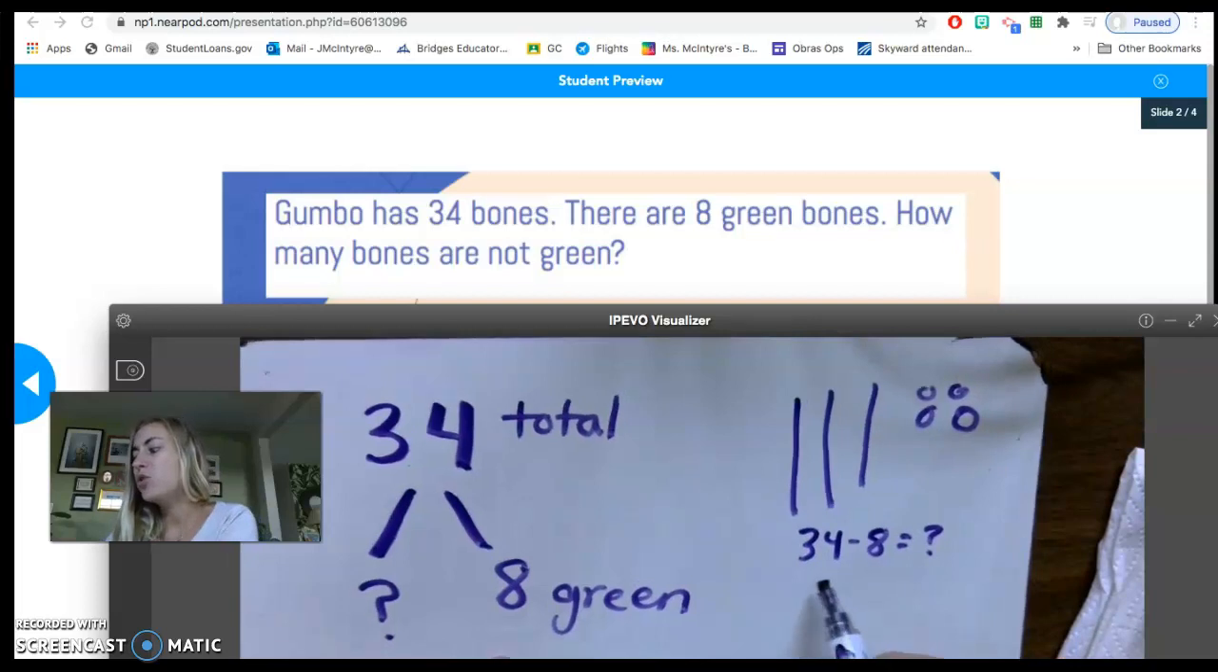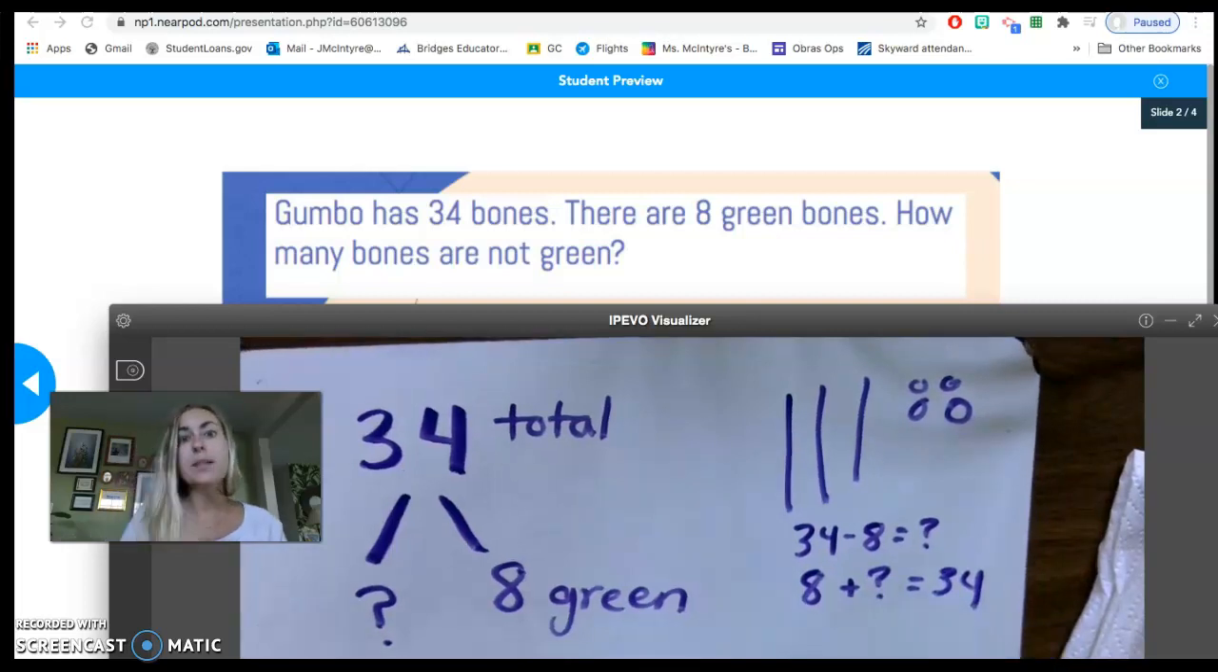Or you could draw 8 bones and you can find out how many more you would need to get to 34. So we're looking for the difference. Now I'm going to pause this video, have you do it on your own, and then in the next slide, you'll do a little quiz and we'll see if you were right.